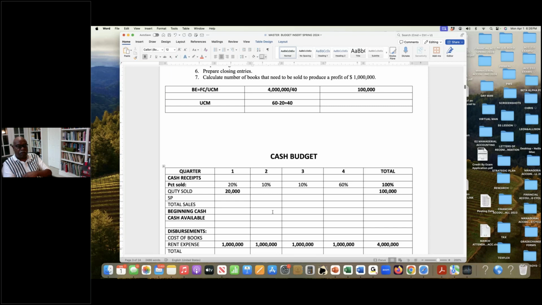It's 20% of the total. My bad. I thought we were looking at number 2. No, we aren't going there yet. Our selling price is what? 60. So what are our total sales going to be? 1.2 million.